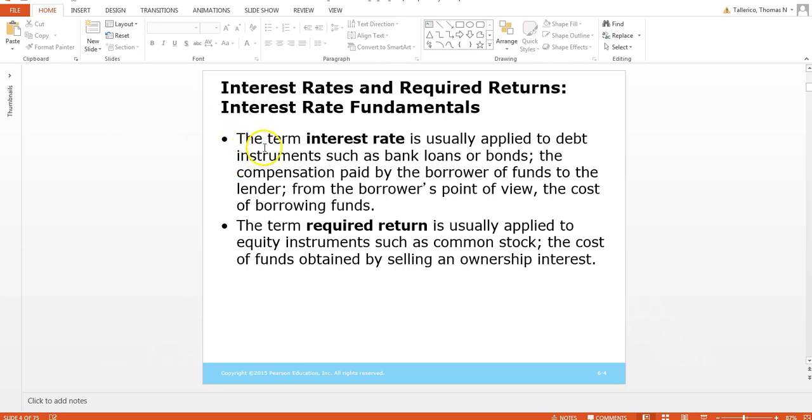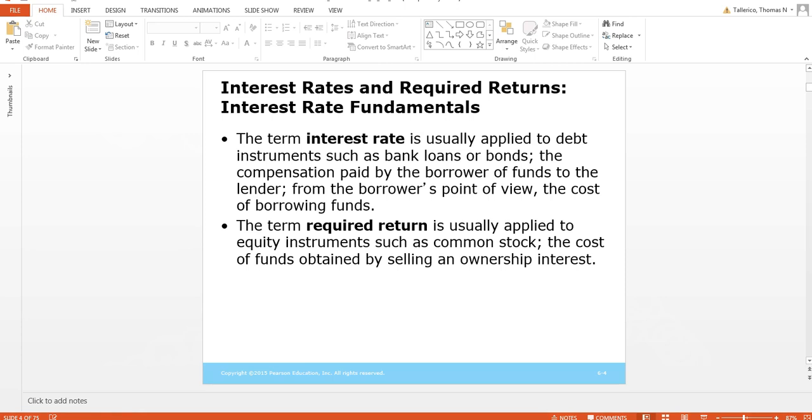The first thing we have to talk about is that the term interest rate is what you usually hear when you talk about debt, such as bank loans or bonds. It is compensation paid by the borrower of funds. When you go to the bank, they tell you the interest rate, the APR or the APY. And then you hear the term required return, which is applied to common stock, which is the cost of funds which you obtain by selling an ownership interest.